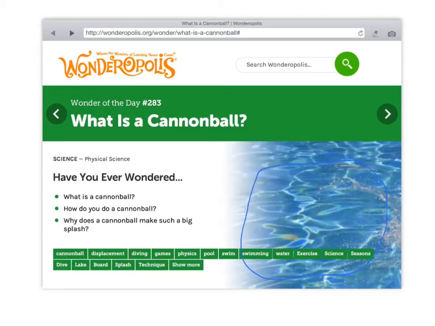I chose this article because in science I'm learning about forces in motion and thinking about what causes speed to change, and how the weight of an object influences the force on the motion. So as I was scrolling through articles on Wonderopolis, I found this article called "What is a Cannonball?"